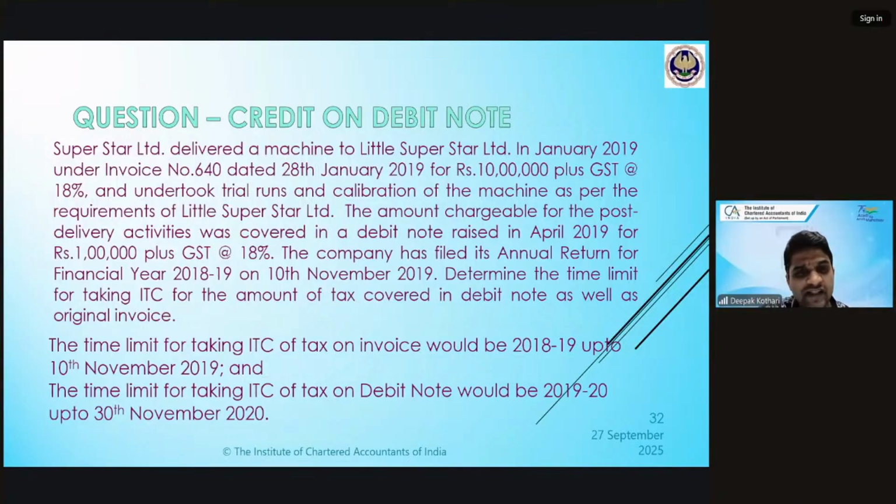Is it not due to change in financial year? No, if you see the date of the debit note, you will understand it clearly. I'll highlight the debit note date. This is the invoice date. Invoice 640 is dated 28 January 2019. Okay. Whereas the debit note is raised in April 2019.